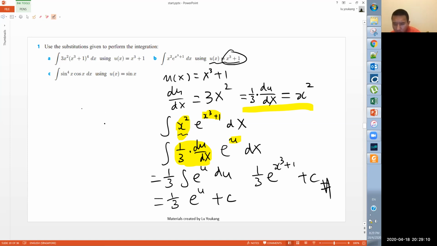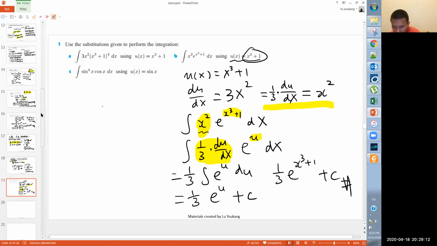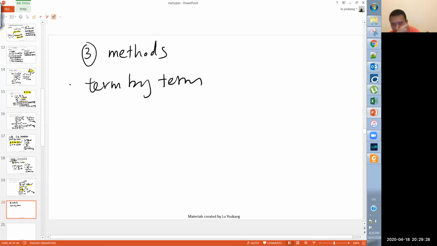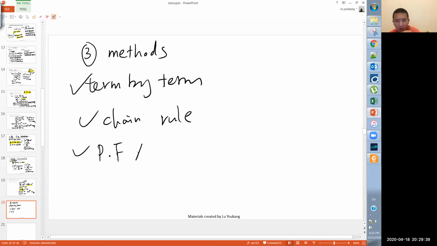So today I think we have learned something new. What did we learn today? Besides the methods of integration we learned last time, term by term, chain rule, and last but not least, partial fraction, today we learn 2 more.